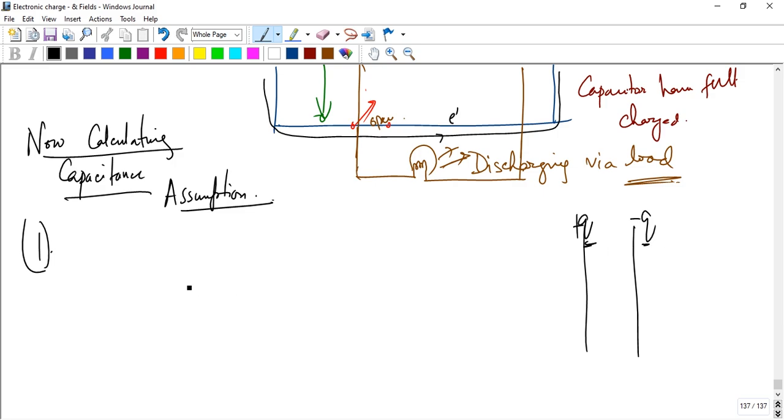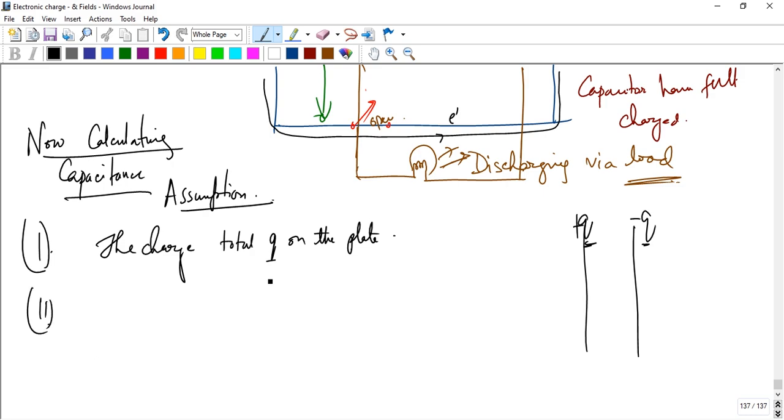The total charge Q on the plate. Next assumption: calculate the electric field E between them. If this plate has plus charge and this plate has minus, there is an electric field in that direction. And the thickness of the plate is very, very small.